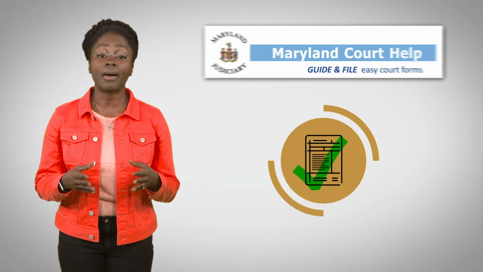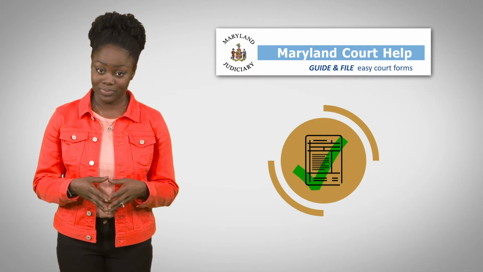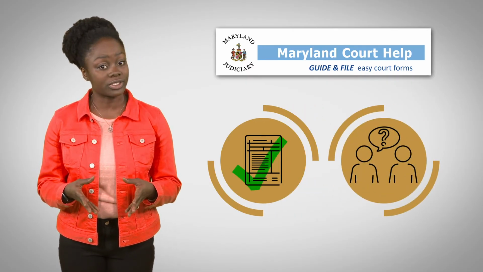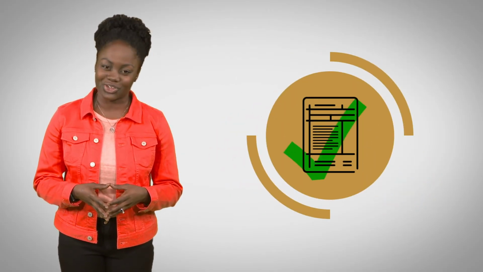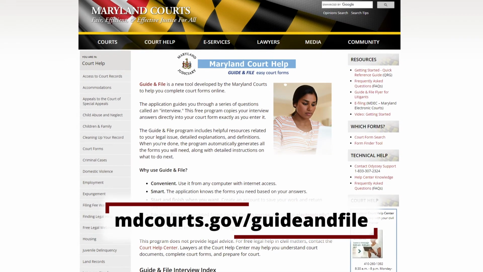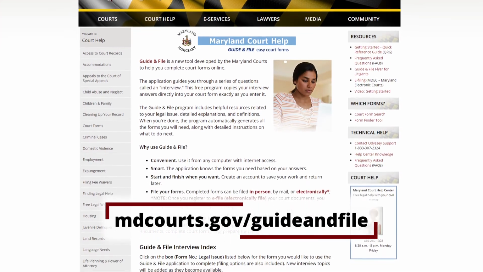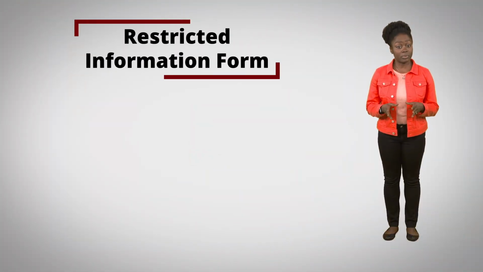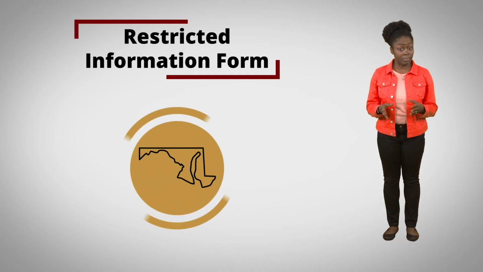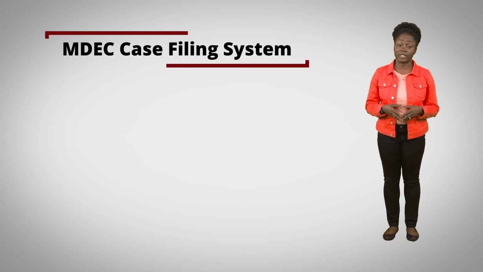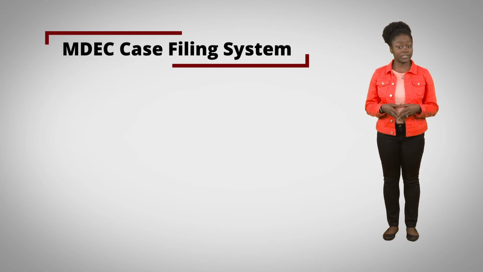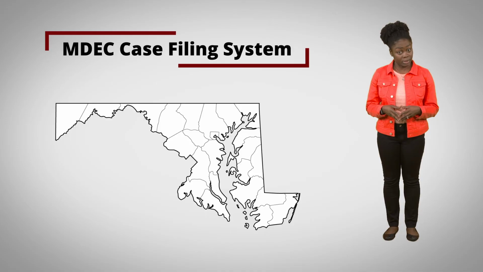You may find it easier to complete the form using something called a Maryland Guide and File interview. The interview will ask you simple questions about your case, and when you're done, provide you with a completed form and instructions. Go online to mdcourts.gov/guideandfile to access the interview. Keep in mind, the Restricted Information Form is only required by some Maryland counties. It is only required by counties that use the MDEC case filing system. At the time we are filming this video, that includes almost every county in Maryland.